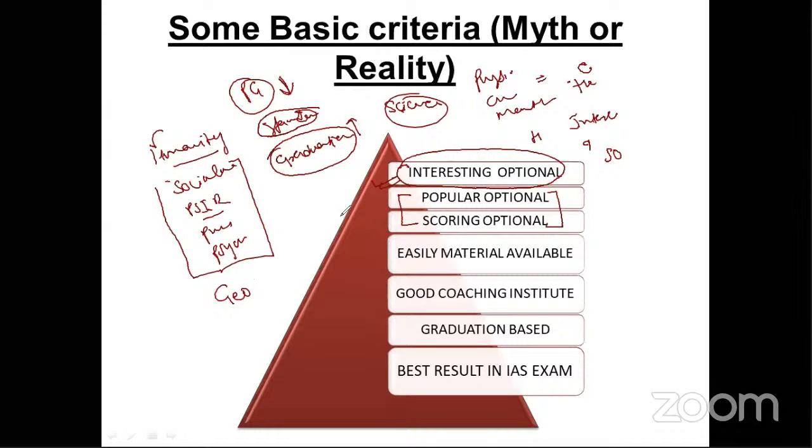Okay, scoring optional, this is a very bad thing. Whenever people talk about a scoring optional, they say you should choose this optional subject because it is more scoring. See, if you are good in physics, obviously that will be scoring for you.